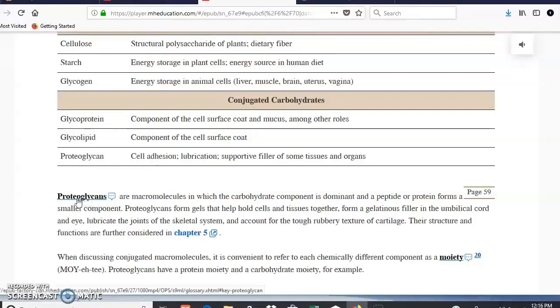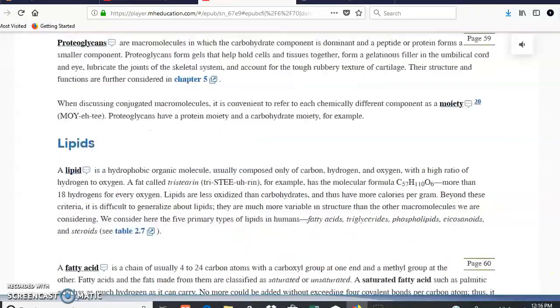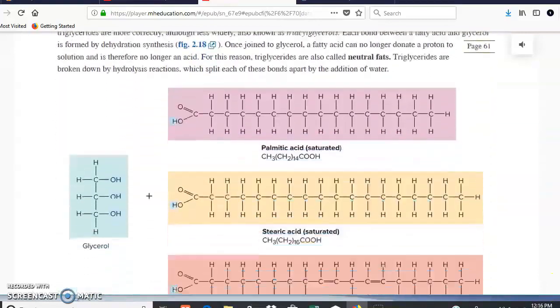And in this case, how do you call the protein part? A moiety, as you can see in here. And how do you call the glycan part? A moiety. Lipids, these are the ones that you're going to see right here.